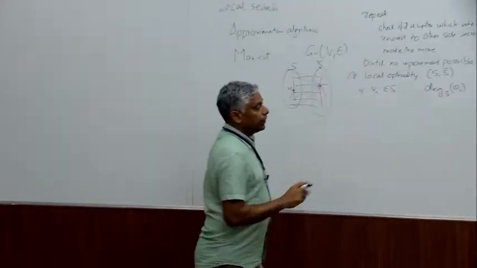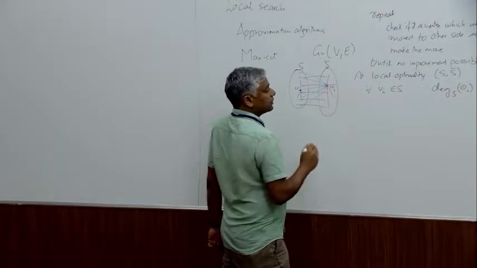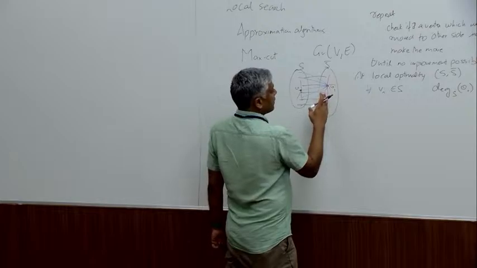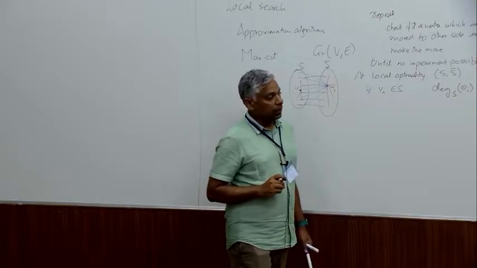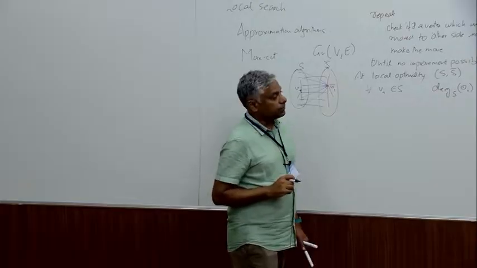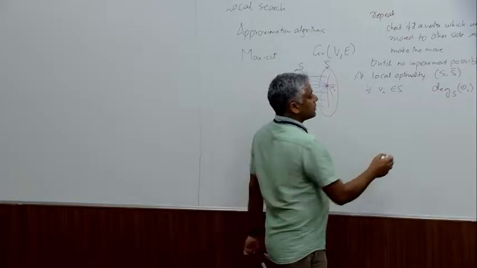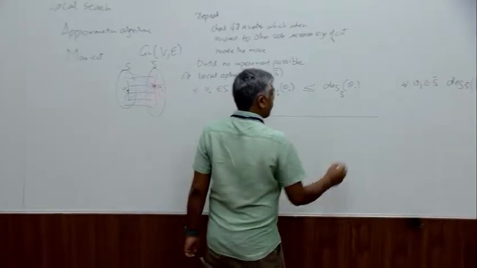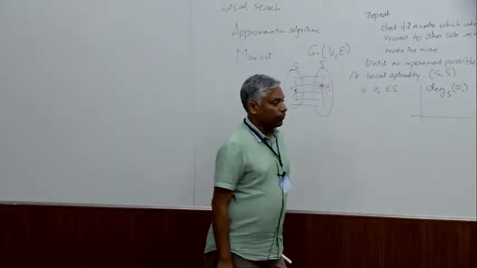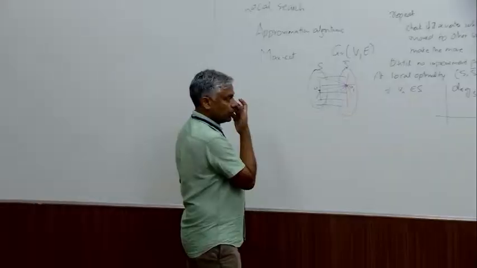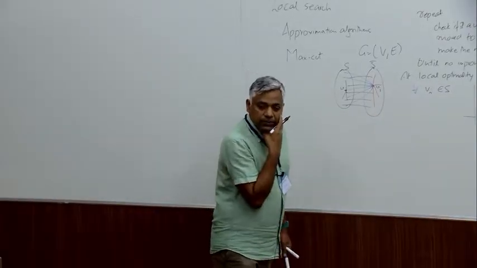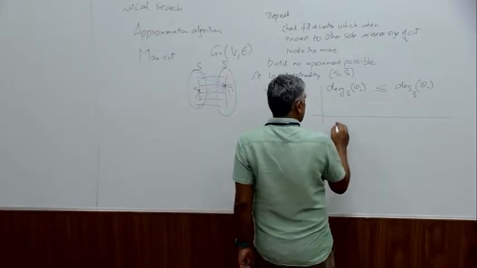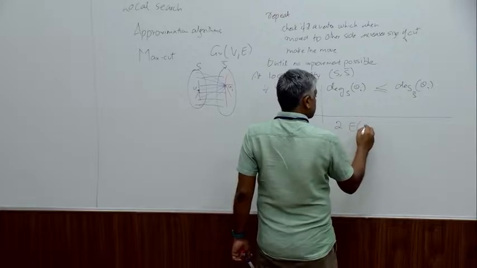Yes? Degree of Vj, so if Vj is a vertex here, degree of vertex Vj in S complement, within here, the red edges, is less than the degree in S, which is the blue edges. Now let me sum all of these inequalities for all vertices in S. If I add this, what am I going to get? What will the left hand side be? Degree of all vertices Vi in S. Twice the number of edges in S.